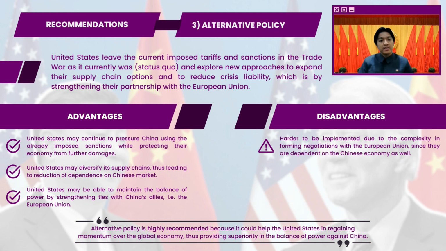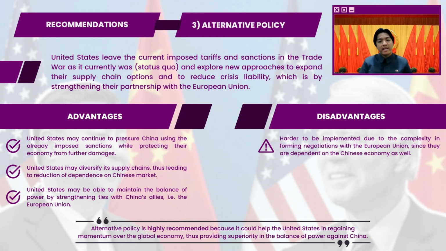One of the suggestions to resolve this matter is by seeking alternative sources of supplies, which is by turning eyes towards the European Union as a trade partner. Among the advantages of this alternative approach is that the US may continue to pressure China using the already imposed sanctions while protecting their economy from further damages as a result of retaliation. This is because the US halts from further imposing tariffs and restrictions. Their strategy of partnering up with the EU to seek alternative supplies would prevent further hostile action from the Chinese as the escalation is halted. In addition, the US may also diversify its supply chain through the proposed increase in economic partnership with the EU, thus leading to the reduction of dependency on imports from the Chinese market.